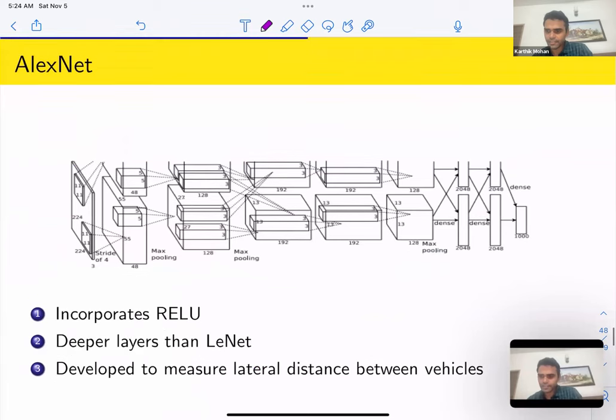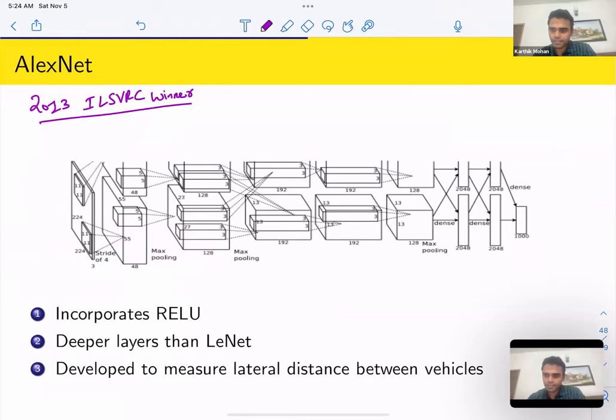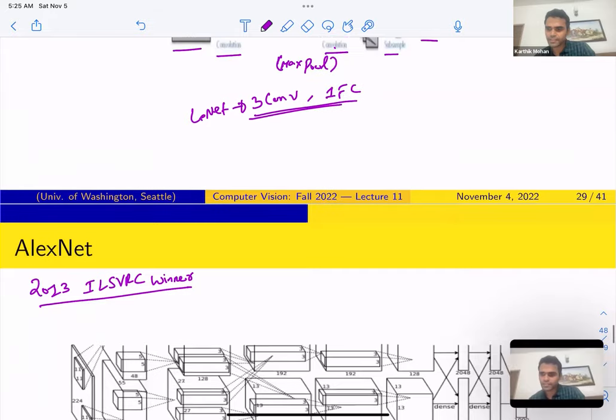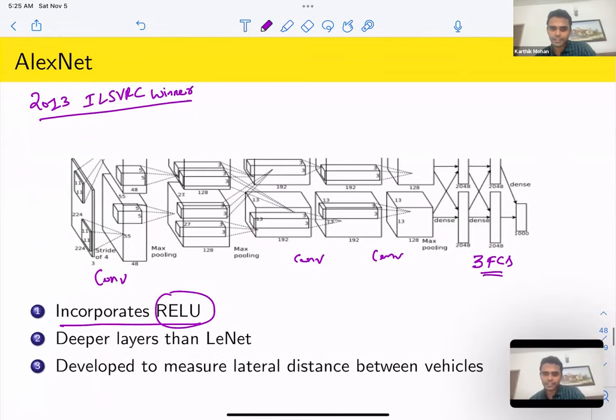Okay, so let's look at AlexNet. So this is the 2013 ILSVRC winner, and this is a modification of LeNet. But it is more deeper, and it has like everything's a little bit more, right? So you have a conv layer here, you have a conv layer here, and then you have like two or three FCs. So you increase the number of convolutions, you also increase the depth of convolutions, you also added a few more FCs. So it's an expanded version, you can say, of LeNet. And it also incorporates ReLU. So ReLU was missing in the LeNet.